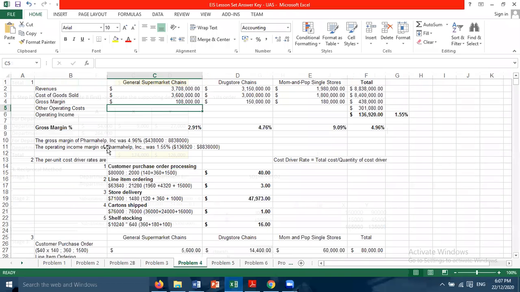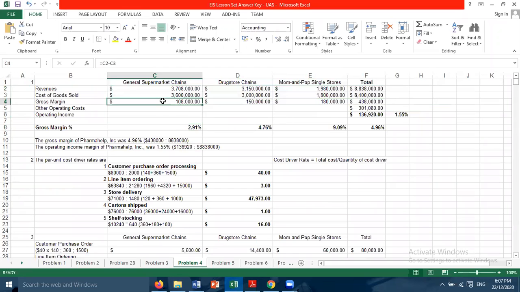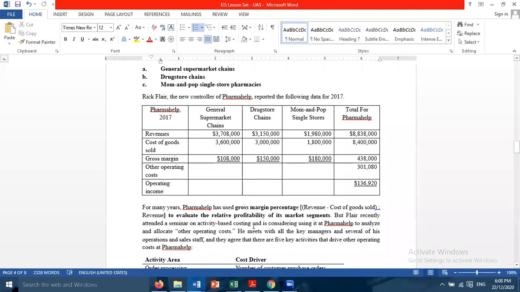Problem 4. So here we've copy pasted the data, and it's easy enough. All we need to do is convert the values of the gross margin into percentage. Remember, gross margin percentage is just gross margin divided by total revenue. In this case, for general supermarket chain it is 2.91%, drugstore is 4.76%, and mom and pop single stores is 9.09%. And this will be the average gross margin. All right, so that's number 1, simple enough.